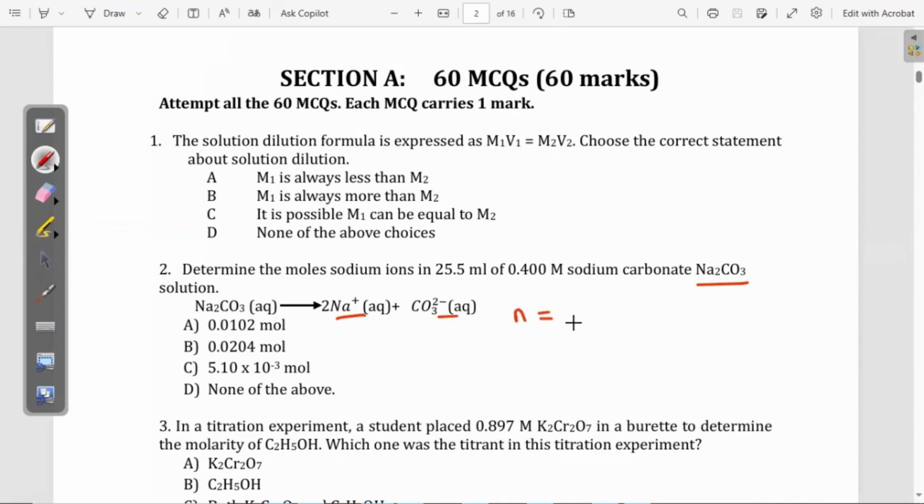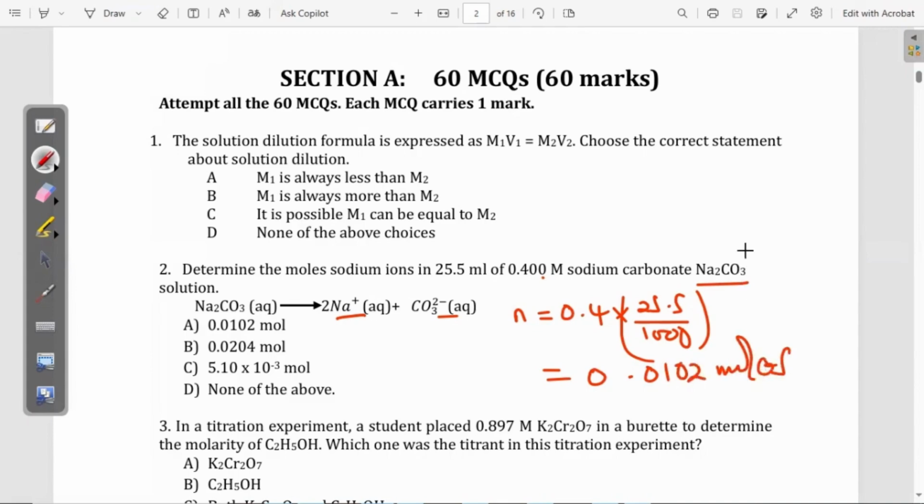Since I have the molarity and the volume, the moles will be the molarity multiplied by the volume. But this volume here should be in liters, so we're going to divide by 1000. So we multiply 0.4 by 25.5, and then we divide by 1000. What I'm going to get there is 0.0102. So these are the moles for sodium carbonate.